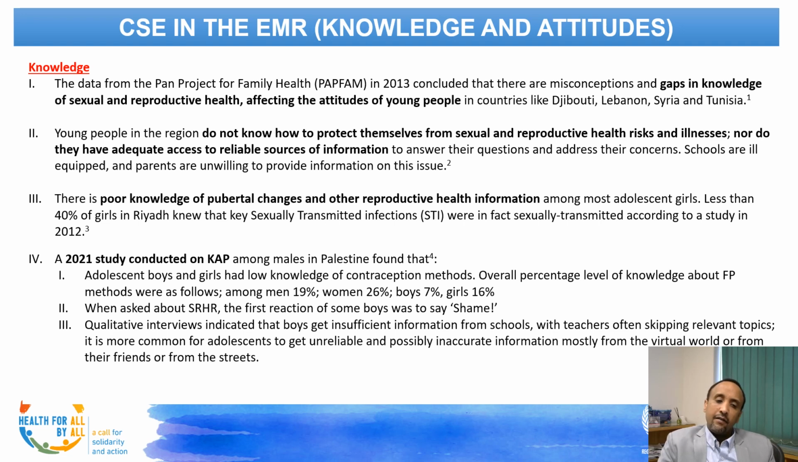And within the qualitative interviews, it was indicated that boys get insufficient information from school, as we see that teachers often skip relevant topics, and it is more common for adolescents to get unreliable or possibly sometimes inaccurate information. This is mostly from the internet and the virtual world, or from peers and other friends from the streets.